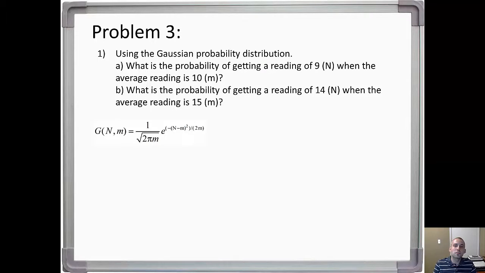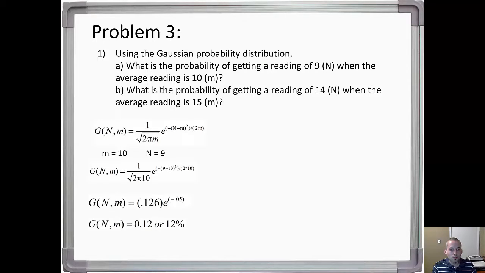Okay, so problem 3, we'll do the same question, but this time we'll use the Gaussian probability distribution. So this is the formula. Let's plug in the values. I made the n match up appropriately, and I wrote down the variable. The average reading is the m. Okay, so let's plug in the values and work it out. So we get 12%. Let's do the same in part B, but with higher values.